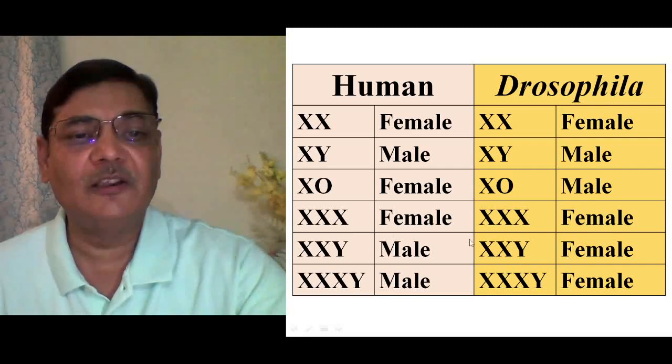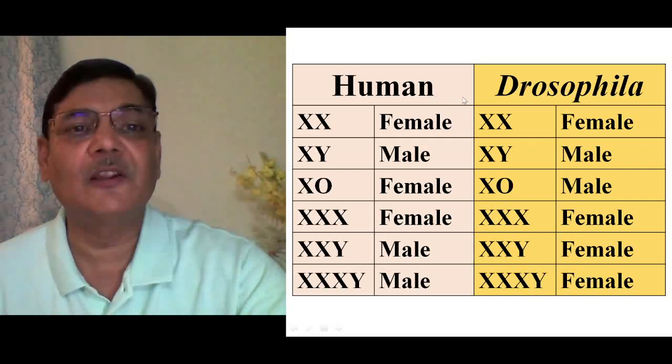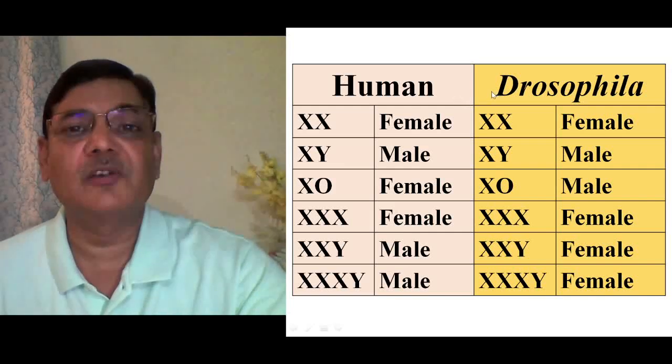So at this point you have to understand that presence of Y does not mean that it will be male in Drosophila, because Y chromosome does not play a major role. And here also XXY, XXXY, this is male, but XXXY in case of Drosophila will be a female. So such types of differences are there, and I think that this much explanation will definitely help you to understand how sex is determined in Drosophila.